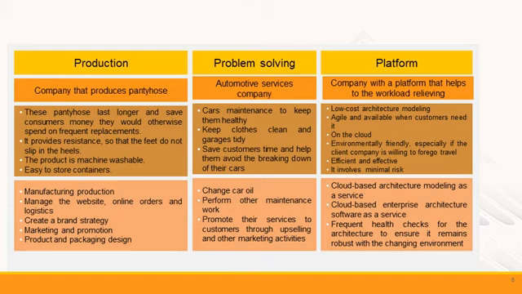Here we have, for example, three examples of the three business models that I have exposed previously. The first one is a production business model. For example, imagine a company that is producing pantyhose. Okay, so what are you going to offer? You are going to offer pantyhose that lasts longer and saves consumers money, since they have a better quality, and this money, if the quality is not as high as our pantyhose, the customer will otherwise spend on frequent replacement of the pantyhose.